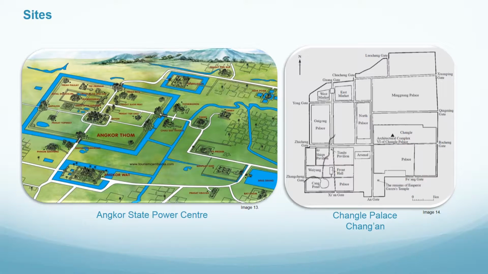Angkor and surrounding areas contained a highly developed city of up to 1 million people at its peak. The city was created over the generations and had many massive monumental stone buildings, reflecting the magnificence and wealth of a mighty state. Extensive irrigation canals and reservoirs supplied the city and farmland with water all year round. We have Angkor State, the power centre, on the left, and we have Chang'an Palace on the right. Both of these sites show a high level of complexity and are quite well organised.